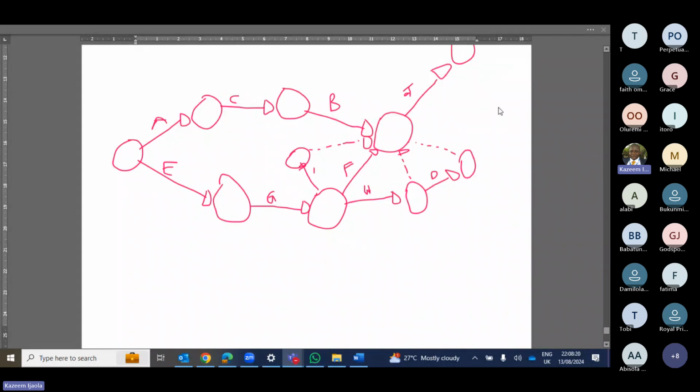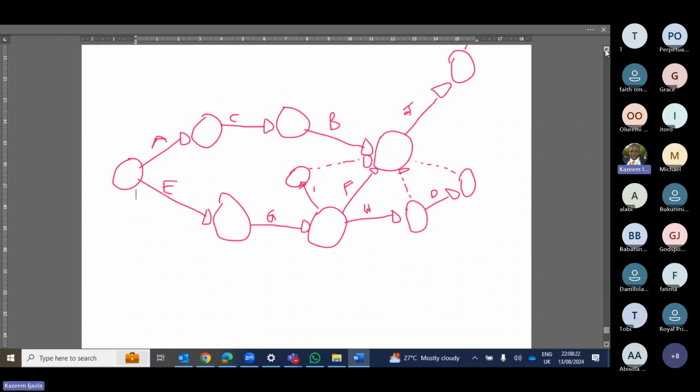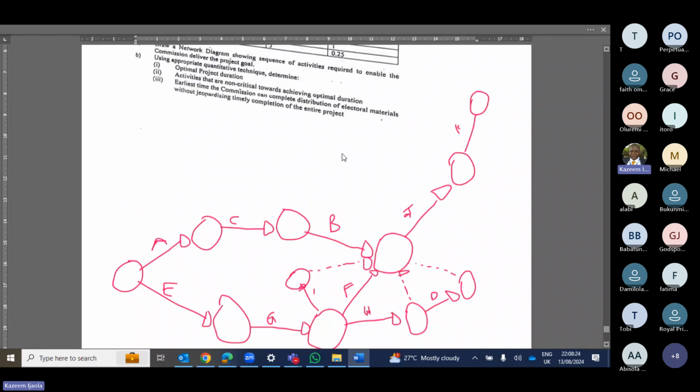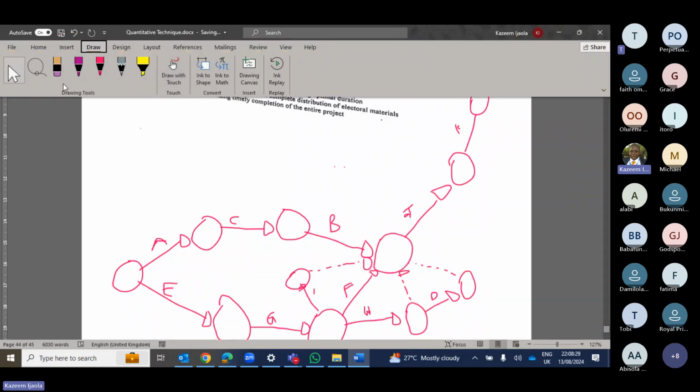To the best of my knowledge, whatever I have done so far is correct to me. But now I want to have an open mind. I don't want to have a closed one. Let me redraw it, sir. Yeah, let's redraw it.